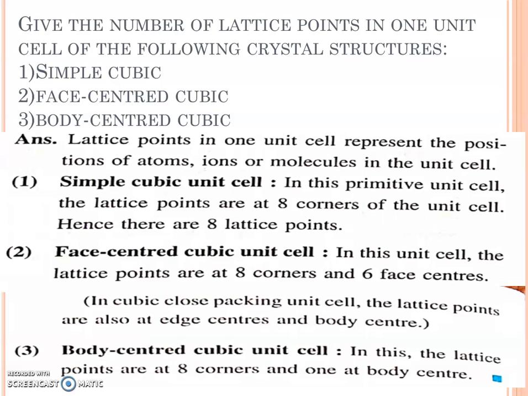Give the number of lattice points in one unit cell of the following crystal structures: simple cubic, face-centered, body-centered. First, you have to define it. Lattice points in one unit cell represent the positions of atoms, ions, or molecules in the unit cell. For simple cubic unit cell, you have to write the number of lattice points. In face-centered, also you have to write the same. Similarly, you have to write it in body-centered cubic unit cell.